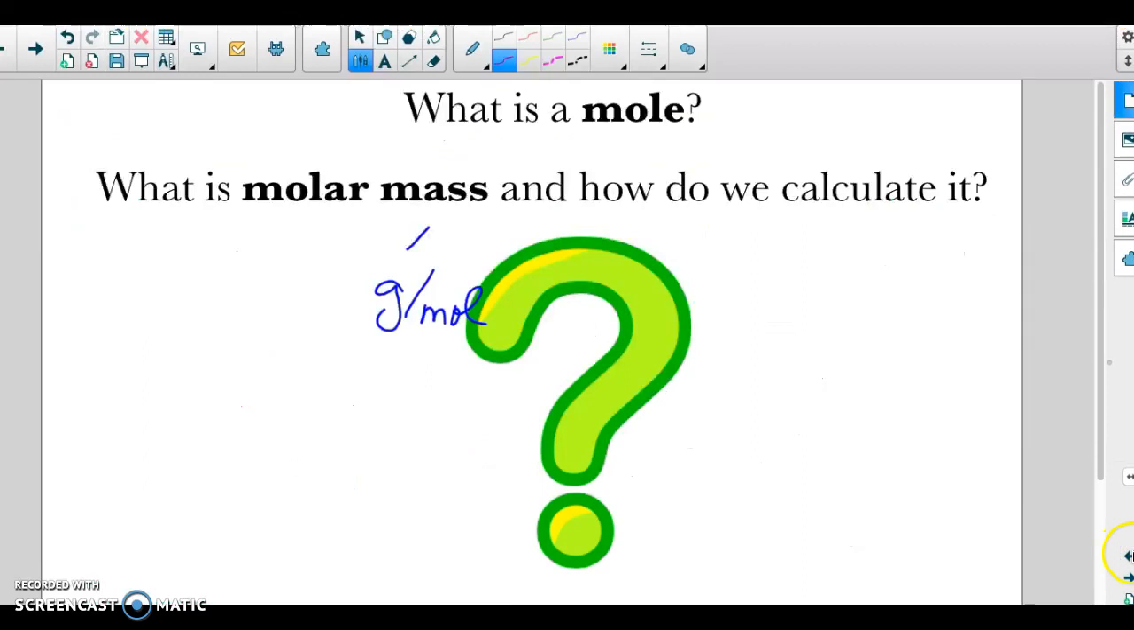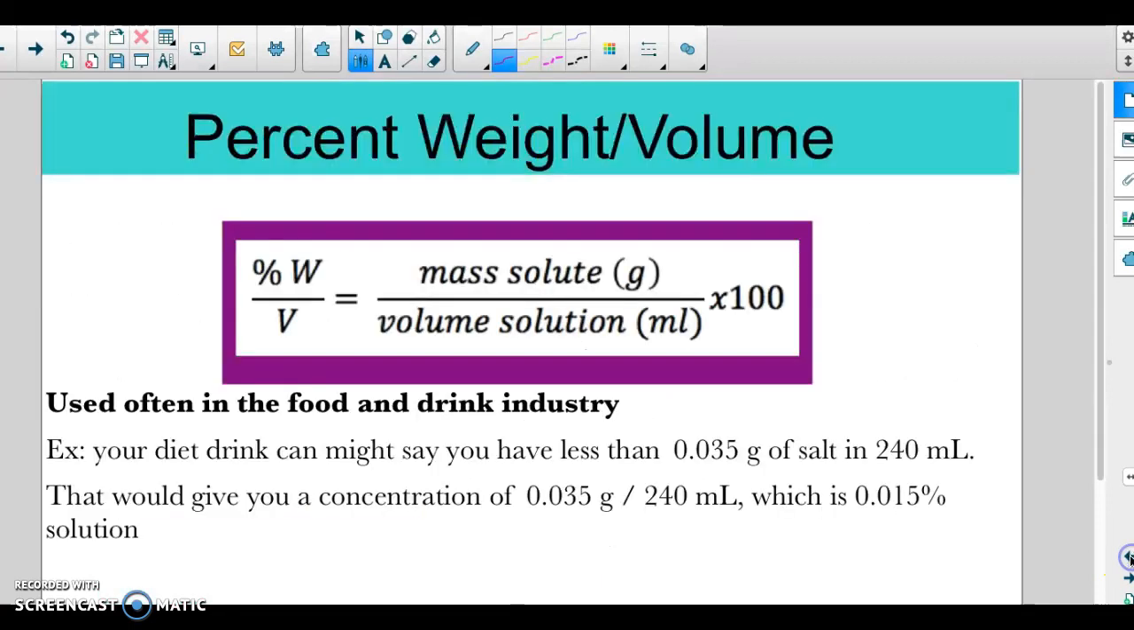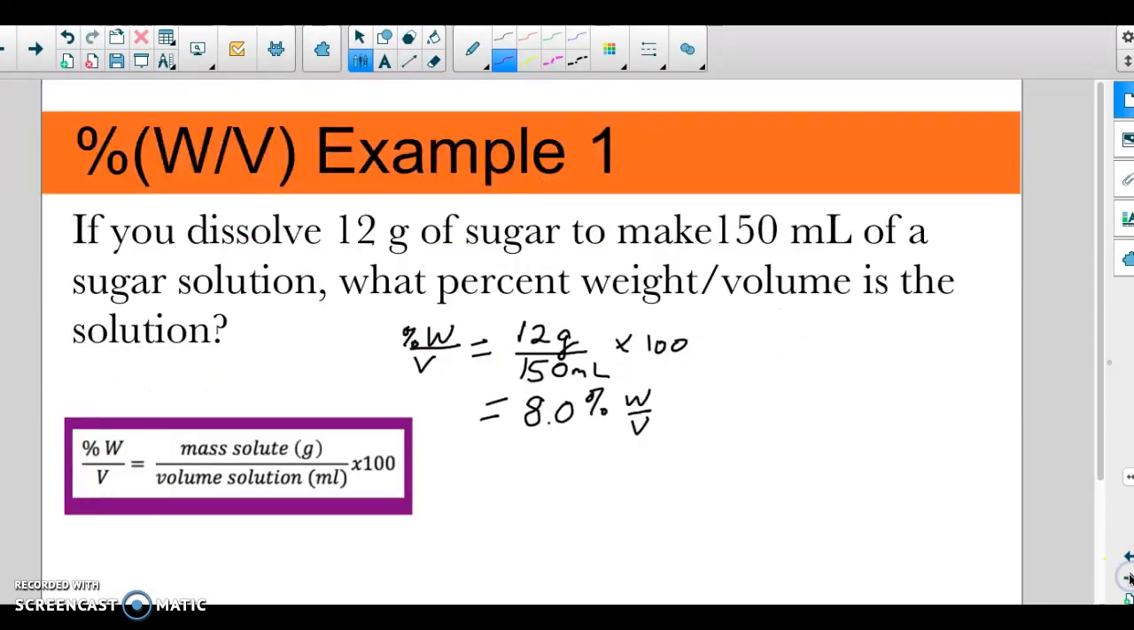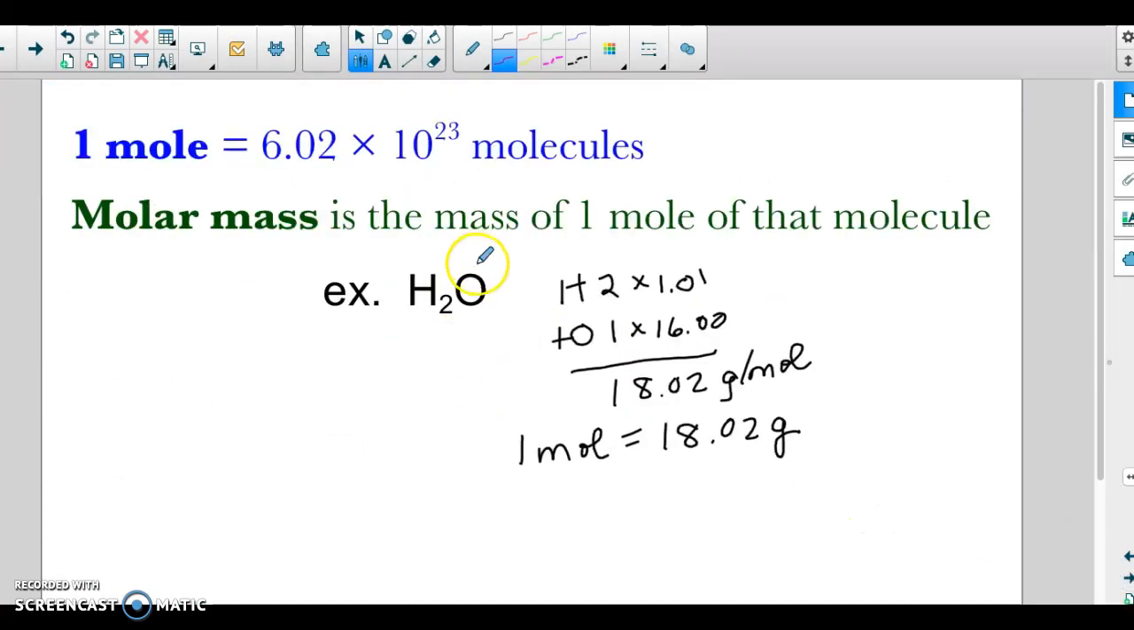So I just wanted to remind you guys about moles. We're going to be visiting moles again. One mole of a substance, if you remember, is equal to 6.02 times 10 to the 23rd molecules. Remember, that's Avogadro's number. And then 1 mole of any substance has a certain mass in grams, which is called the molar mass.